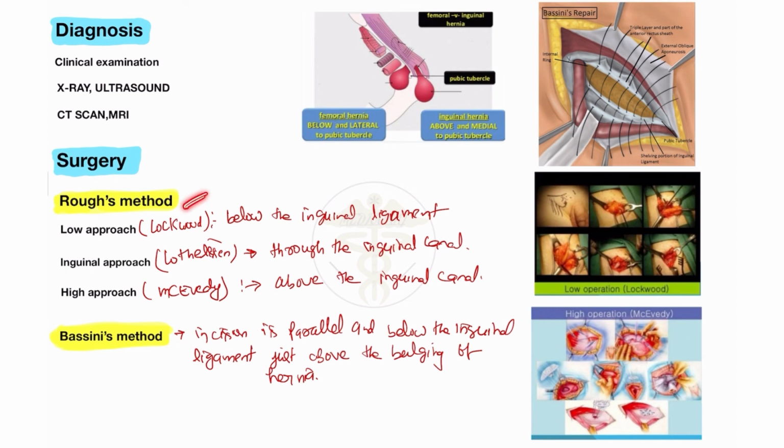And the second method is the Ropes method. It is also called the low approach, inguinal approach and high approach, on the basis of different incision positions. So this is all about the femoral hernia.